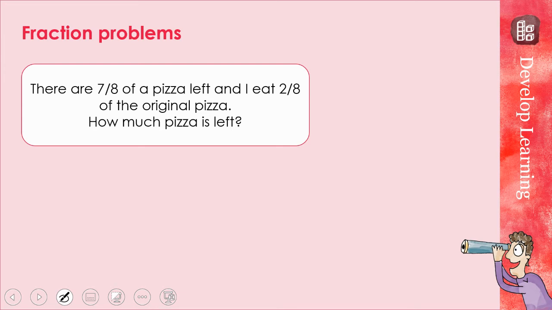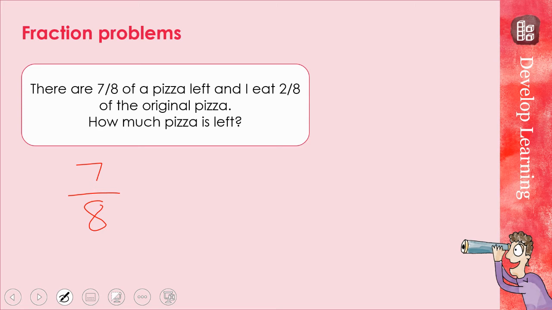This time I haven't got the pizza to help me out, so I'm going to have to just write this one out. There are 7/8 of a pizza, and I eat 2/8 of the original pizza. Now, in fraction questions, sometimes it will say to you, I ate 2/8 of the original, and sometimes it might say I'll eat 2/8 of what's left. Now, that second one is much more difficult to answer, and that was something that we'll get to much later. That's dividing fractions, okay? We don't need to worry about that now.